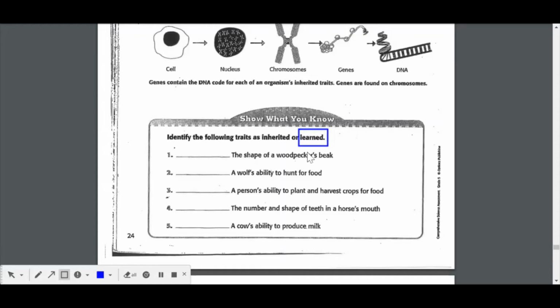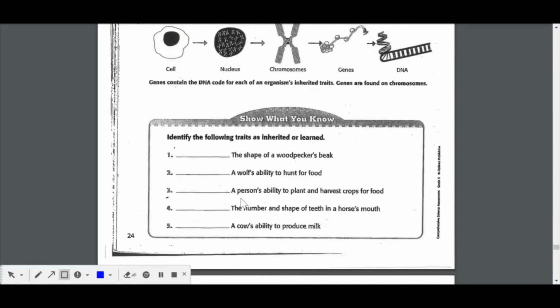Is that something that can be taught, or is that something that's kind of passed down from generation to generation? Well, I know that you can't really teach someone's body to do something different, right? You can't teach your nose to change. So that would have to be an inherited trait for number one. Okay, so read the rest of them. So for number one, if I were to write it, I would say inherited.